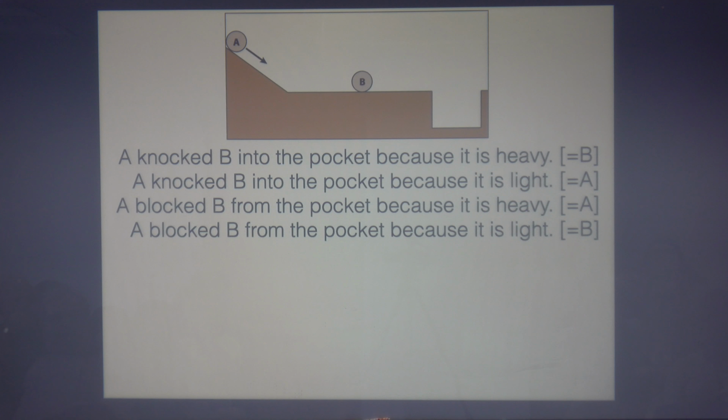And then Marble World is very similar. We have Marble A knocked Marble B into the pocket because it's heavy or light, or Marble A blocked Marble B from the pocket because it's heavy or light. And again, just do the same almost, didn't, etc. And we get 32 more sentences there.